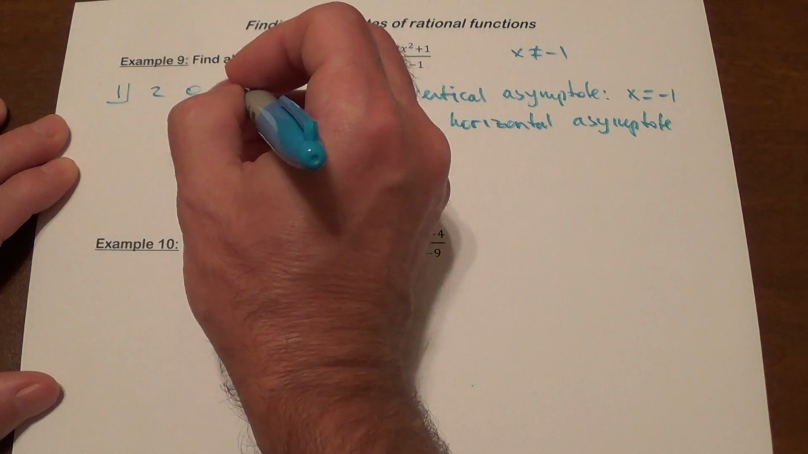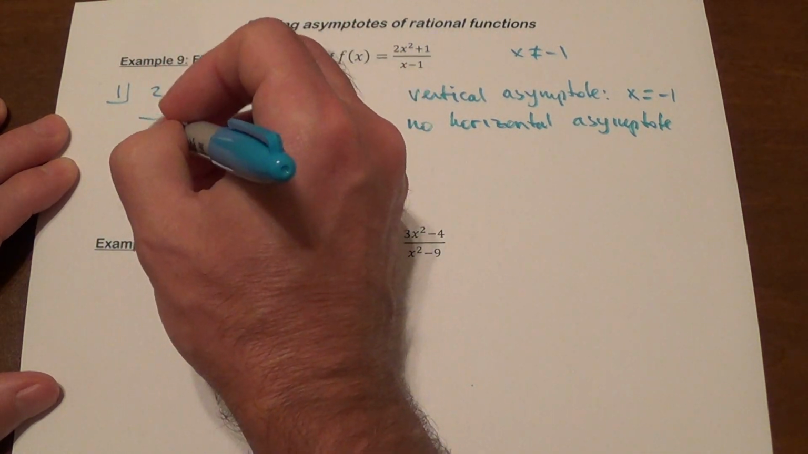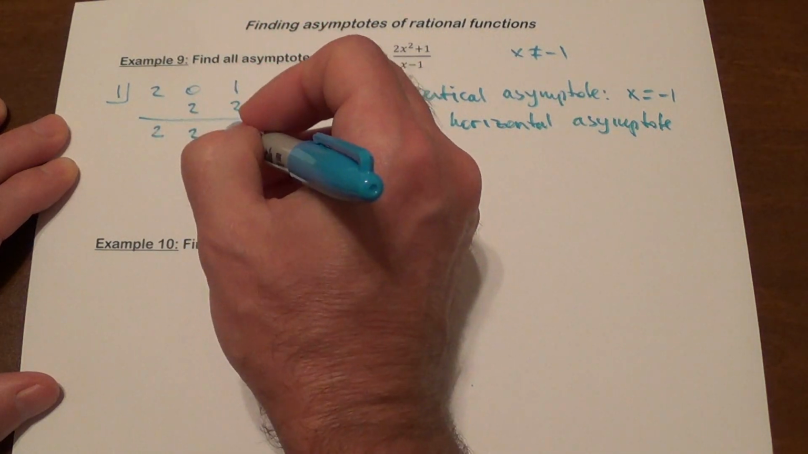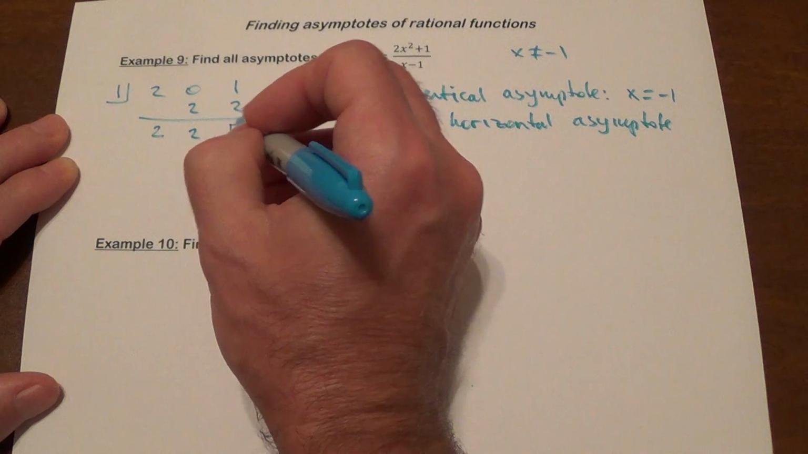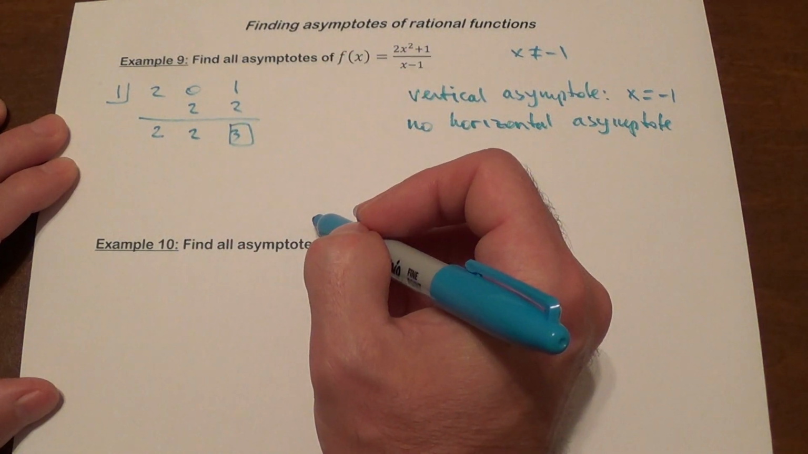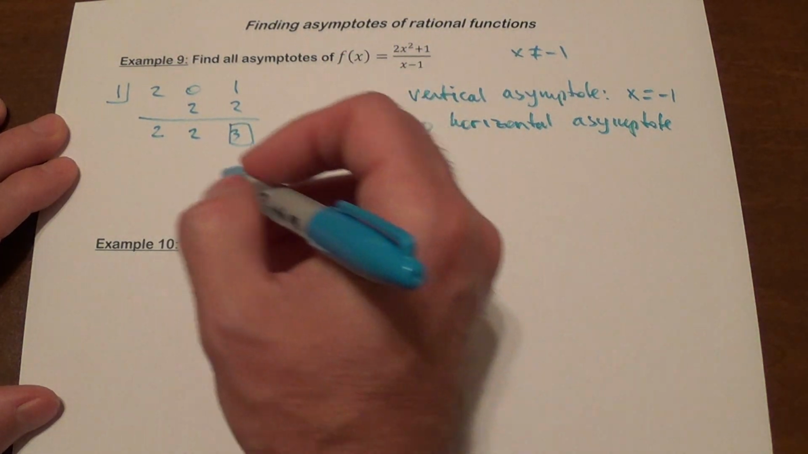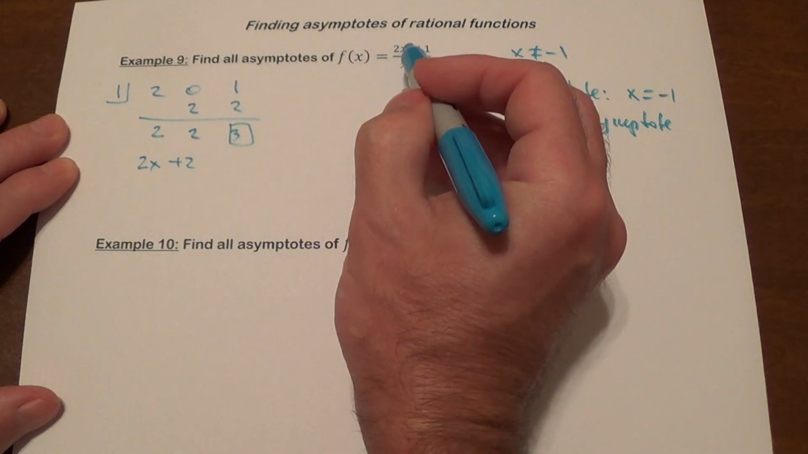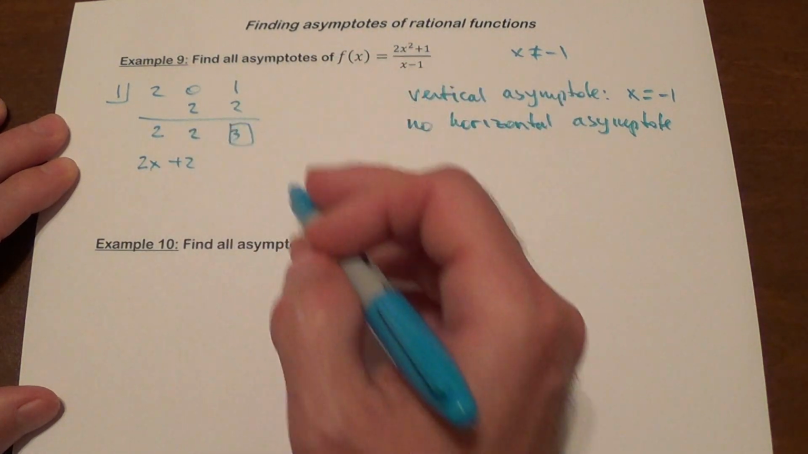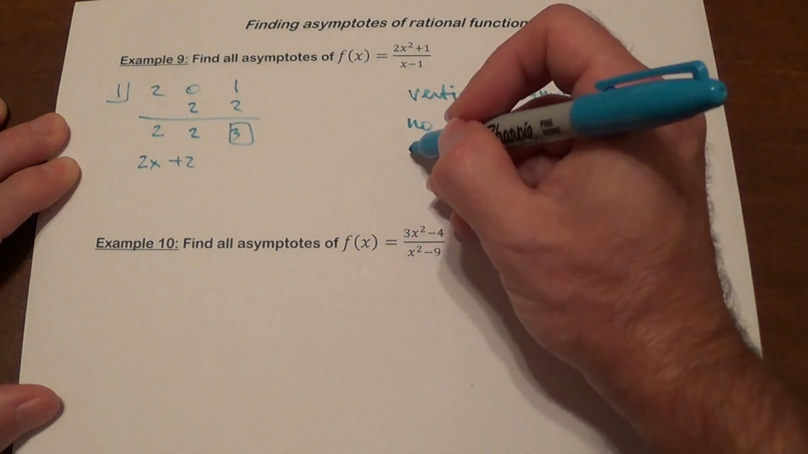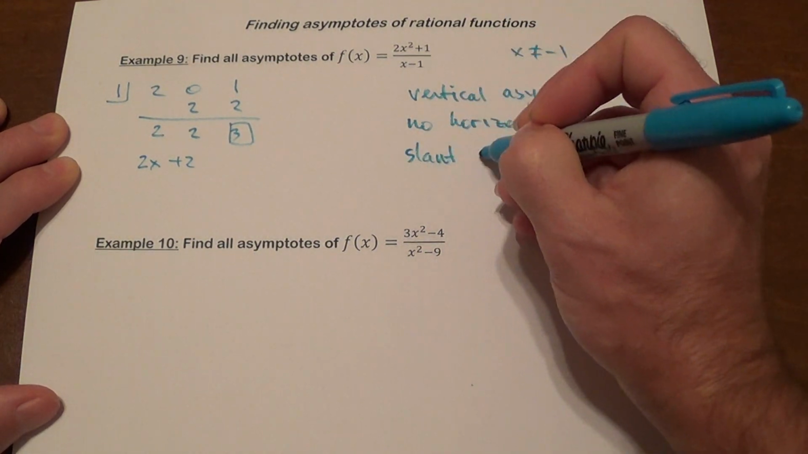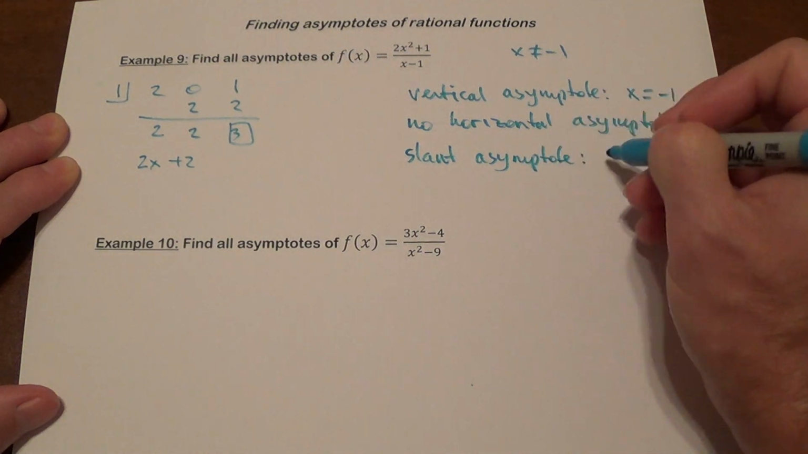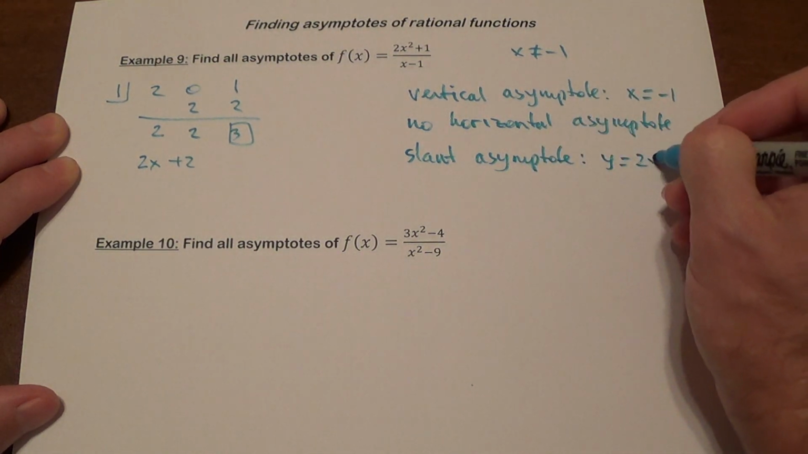2, 0, 1. So 2 comes down, 2, it's going to be 2, 2, and 3. This number is our remainder, which we don't care what it is for these problems. What we want here is this is 2x plus 2, because you went from degree 2 to degree 1. And we're going to have a slant asymptote, which is going to be y equals 2x plus 2.